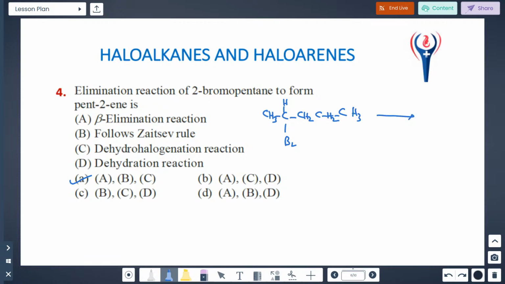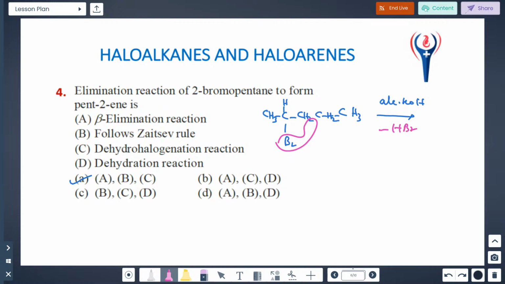Here if you put alcoholic KOH, dehydrohalogenation takes place. From the alpha carbon, bromine is removed, and from the beta carbon, hydrogen is removed. So minus HBr. It's called dehydrohalogenation: de means removal, hydro means hydrogen, halo means any halogen. So removal of HBr.